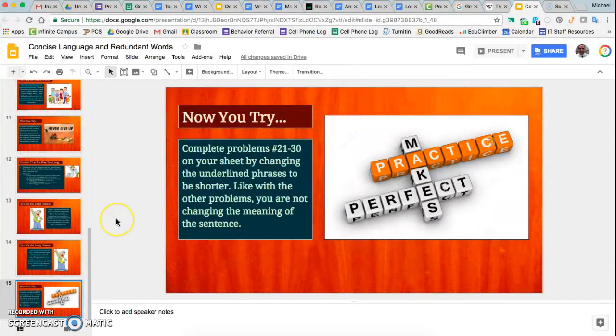Okay, you're going to practice the same thing with problems number 21 through 30. Please follow the directions on your sheet, not the directions up here. But do make sure that you're not changing the meaning of any of your sentences. That should be true for all of the practice problems that you've done.